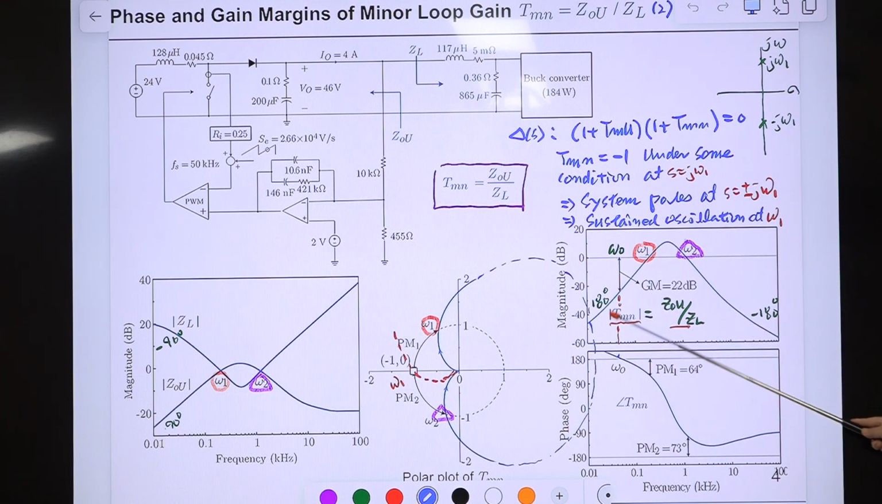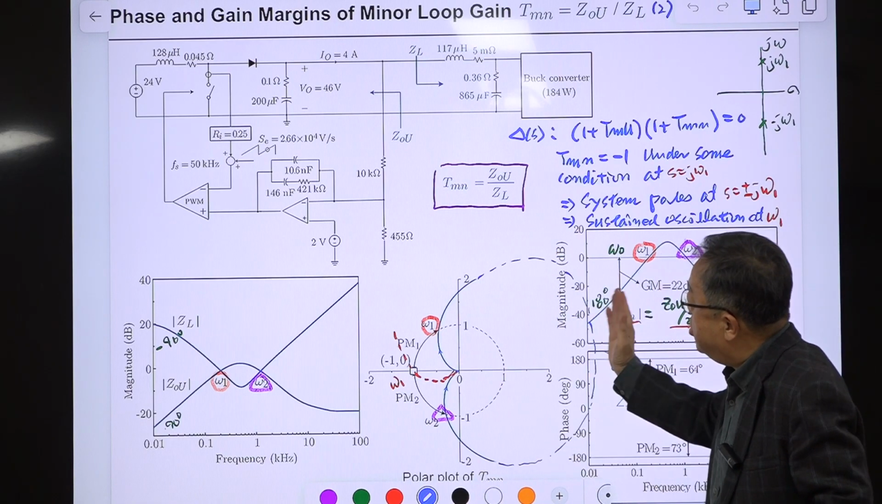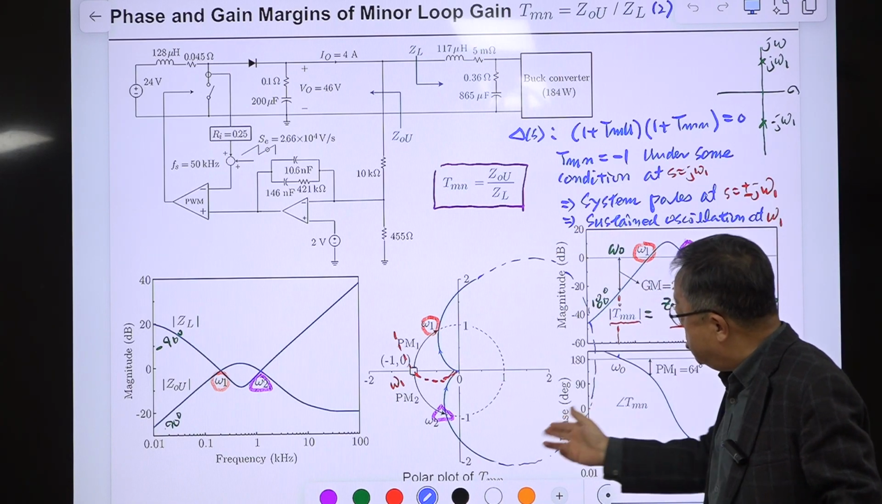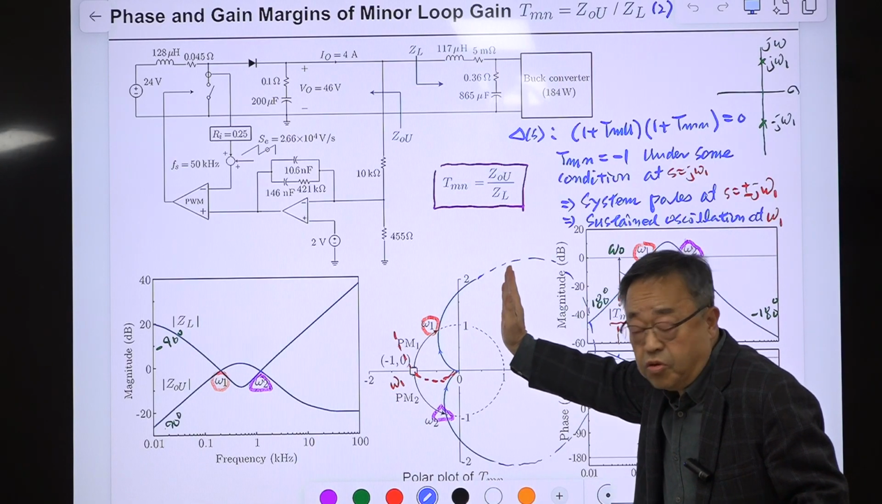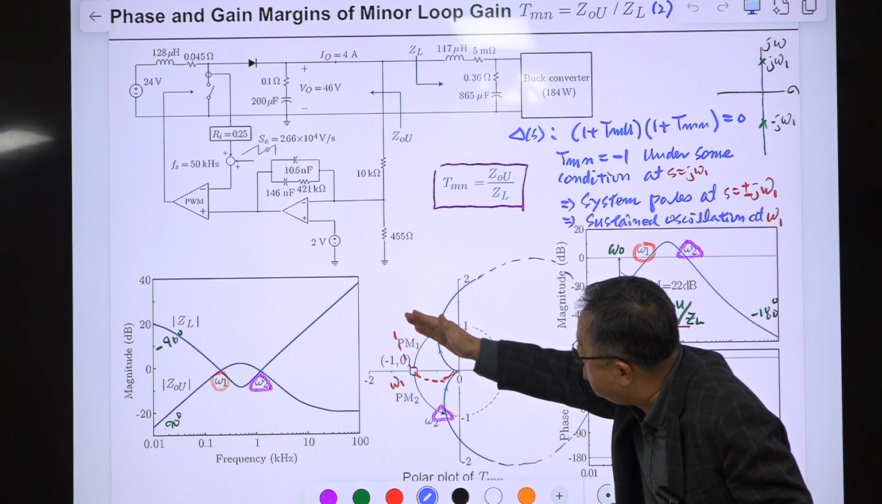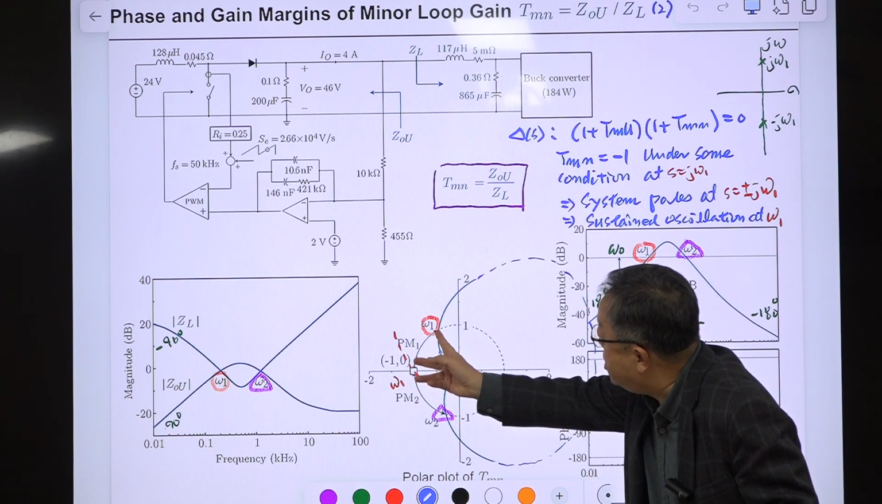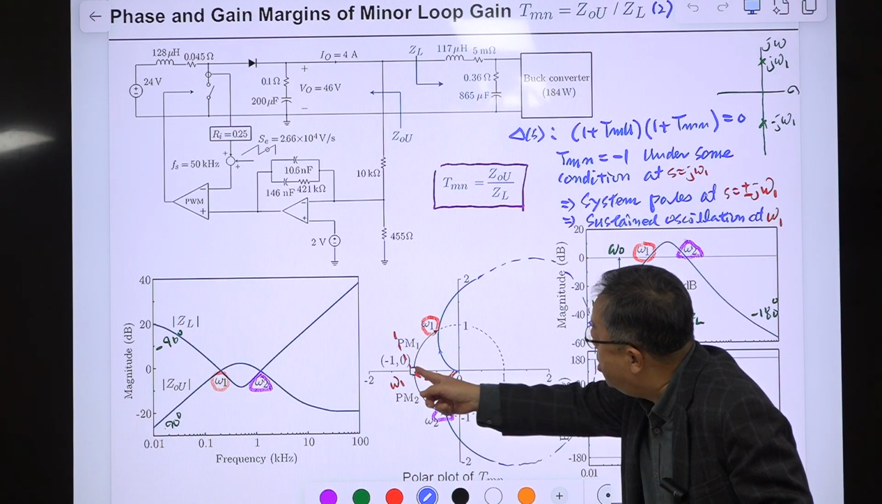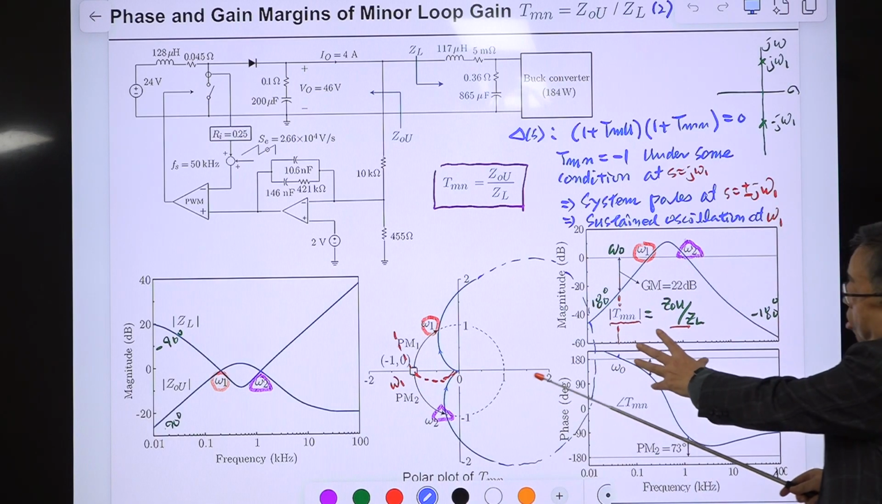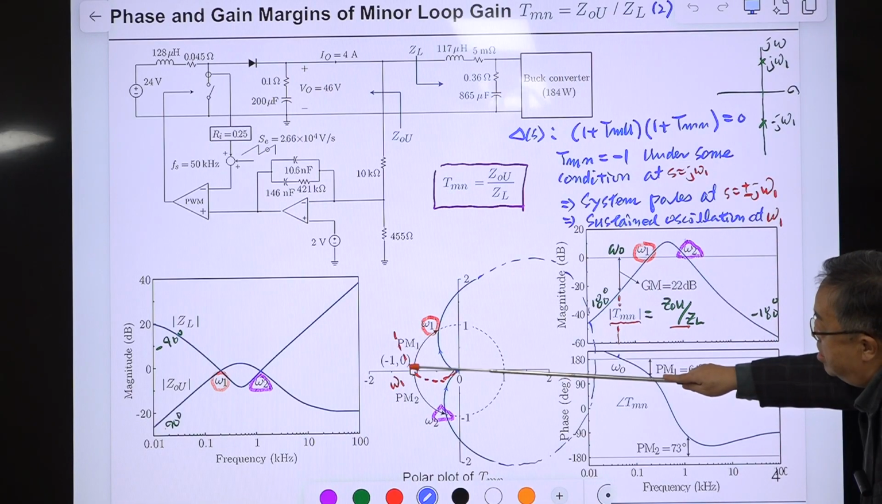This transfer function, this minor loop gain, you only multiplied by something. You didn't change the magnitude, but somehow you add some poles and zeros. There is a phase advance. Phase advance means this trajectory is rotating without changing the shape and the length. So it rotates up to this many degrees, then omega 1 comes here, and at that frequency the magnitude of this polar plot, this TMN, is 1.